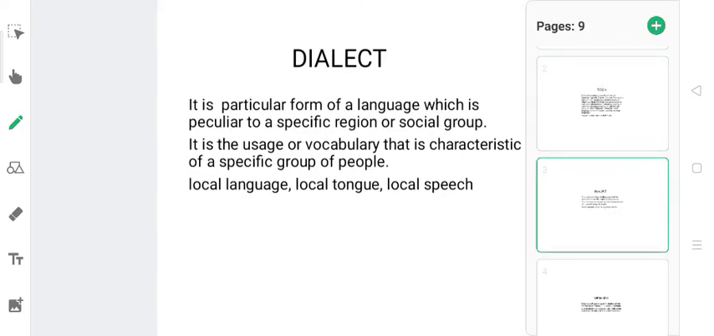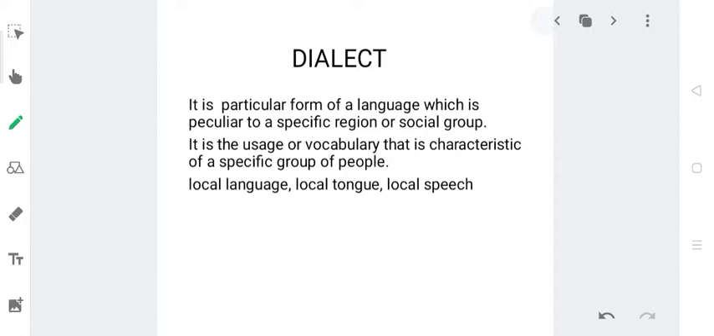Now the next term is dialect. Dialect is the basic or initial form of a language, before the formation and standardization of a language. Now, what is the difference between a language and a dialect? Let me tell you. Basically, what we call a dialect is a language which is spoken by a particular community, inhabitants of a particular region, and which is confined to that region and is not universal in nature.